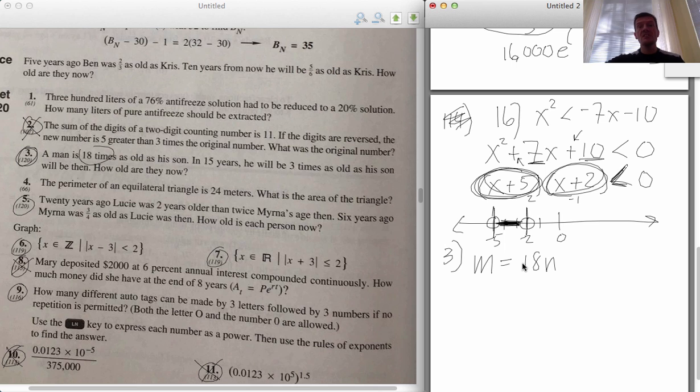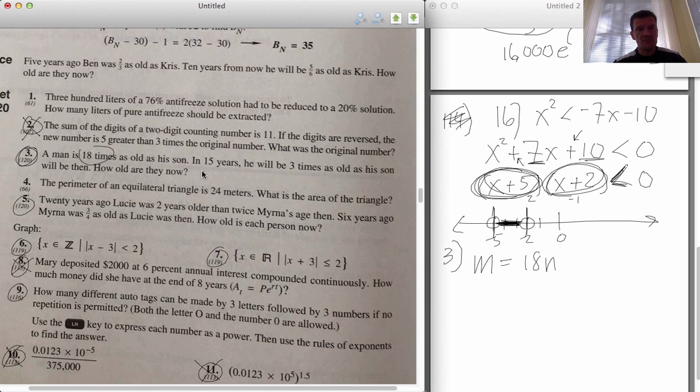In 15 years, now it's not just M and N. We don't want a new variable. Don't make a new variable. You still want to use only M and N, but in 15 years, the man's age is going to be M plus 15. The boy's age, the son, is going to be N plus 15. So in 15 years, he will be 3 times as old as his son. So now we have to express both of their ages in 15 years.